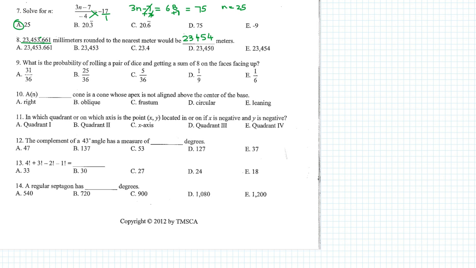So we can see that the number is 6 over here. So we can increase the number to the left of the decimal by 1. So the answer is 23454.